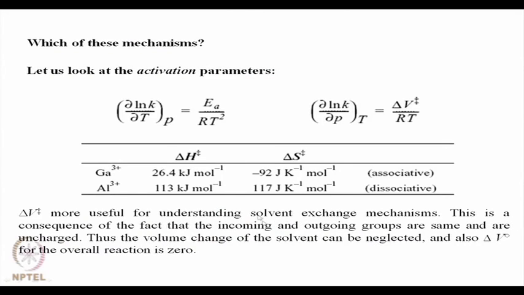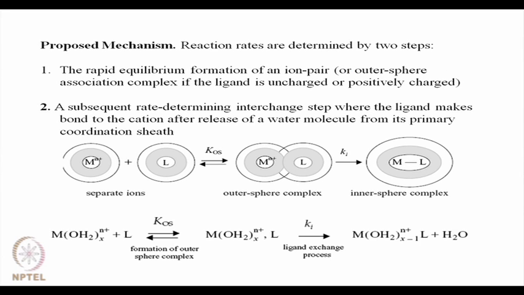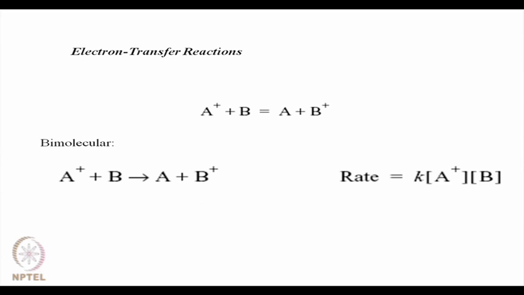So, from this we can find out, looking at the activation parameter, whether it is associative or dissociative. And from the volume of activation we can also know whether its value is negative or positive, and find out whether it is an associative or dissociative process. And we have talked about the proposed mechanisms and the rate equations. Then we jumped onto the electron transfer reaction, which is a very important phenomenon, especially in solution phase.